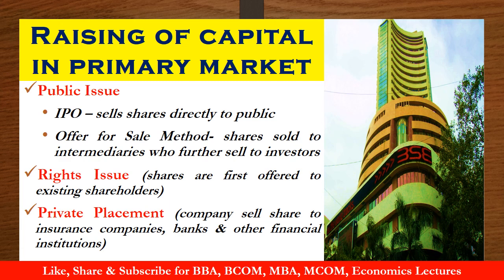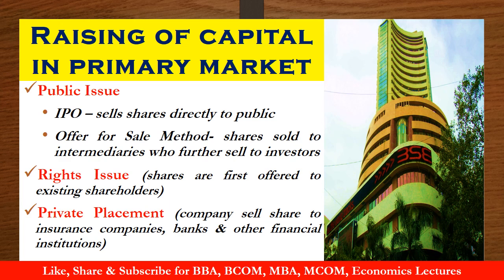So in this method of raising securities, the company sells the shares or the stock to the general public for the first time. Whereas in the second method, that is the offer for sale method, instead of offering the shares directly to the public, the company offers them through intermediaries such as the issue houses, the merchant banks, the investment banks, and the brokers.